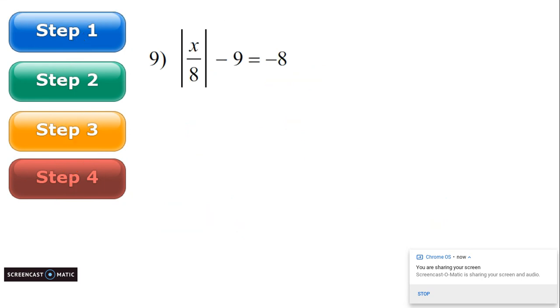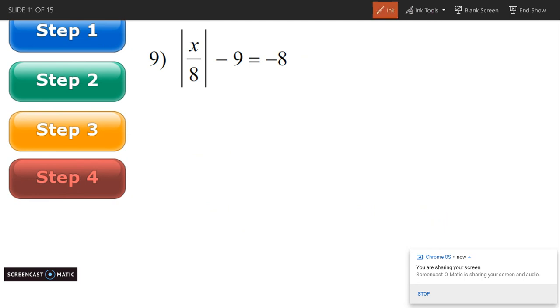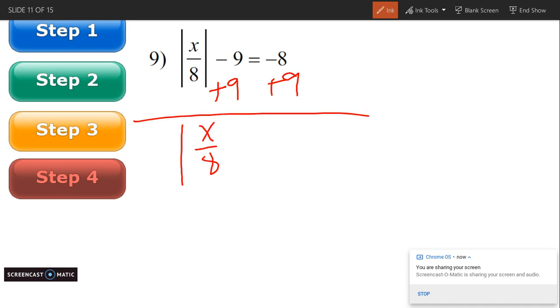All right, next one. Number 9. Absolute value by itself? Well, no, we got this minus 9 in the way, so I'm going to add 9 on both sides. Absolute value of x over 8 equals 1. And you might be thinking, well, it started out with a negative, so it's not positive. We can't make that decision until the absolute value is by itself. That is step 2. Step 2 is to decide whether or not it's possible. At this point in the equation, it is possible because we've got a positive number on the right side.